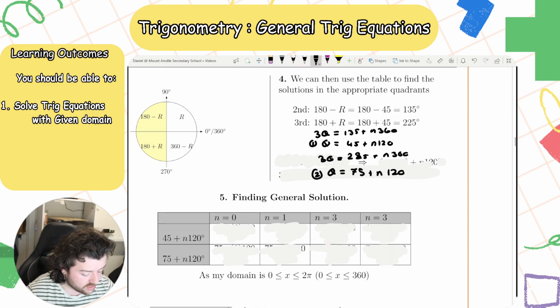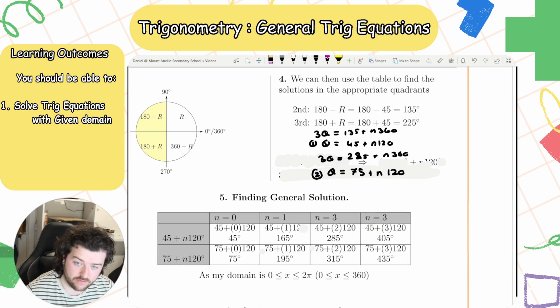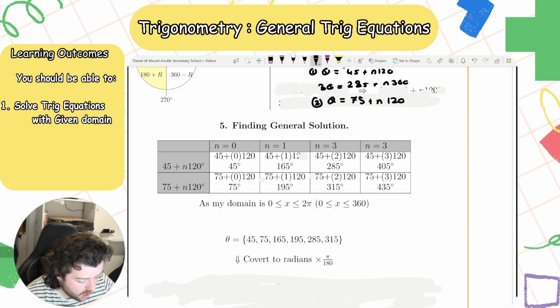Now we sub in values of n. When n is 0, I get 45 and 75. When n is 1, I get 165 and 195. When n is 2, I get 285 and 315. And when n is 3, I get 405 and 435. So they are my solutions. Remember, my domain is 0 to 2 pi, which is 360 degrees. So my solutions are 45, 75, 165, 195, 285, 315. 405 and 435 are out of my domain, so we don't count them.